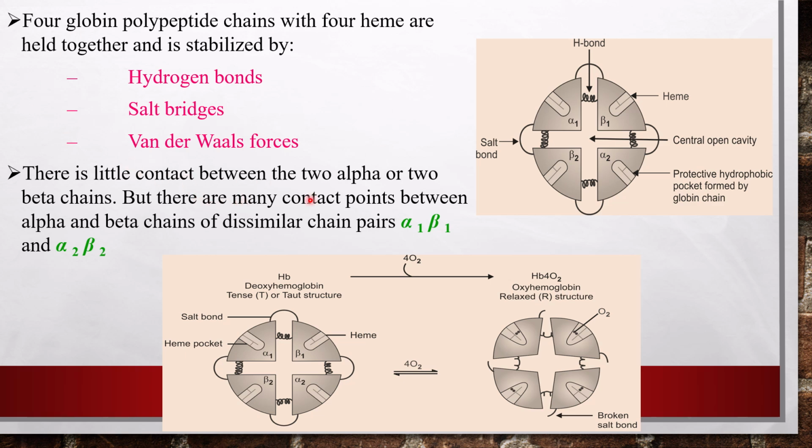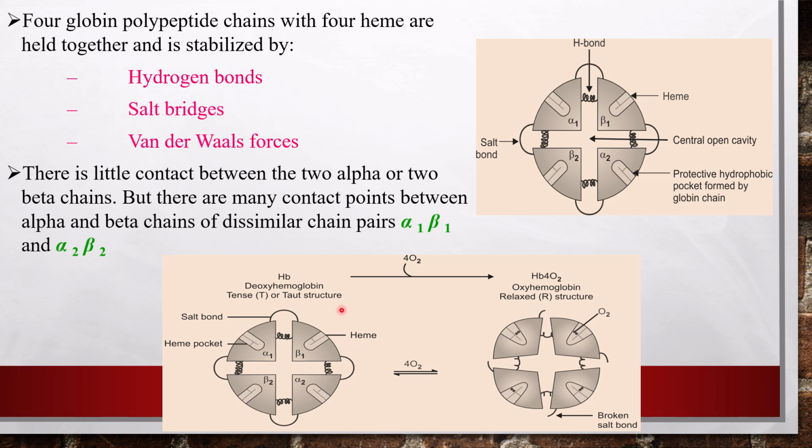There is little contact between the two alpha and two beta chains, but there are many contact points between the alpha and beta chains of dissimilar chain pairs, A1 B1 and A2 B2. So we can see it here. What happens? It shows cooperative binding. So once there is binding of one oxygen, that leads to a conformational change. Actually, this particular state is known as the T or taut state. The heme molecule system is very strained. So that condition is known as the taut structure.